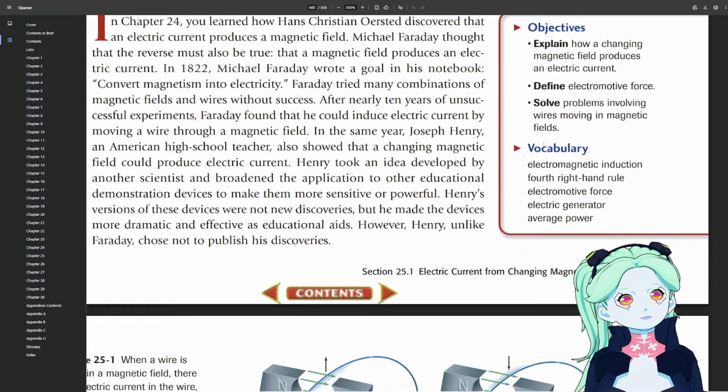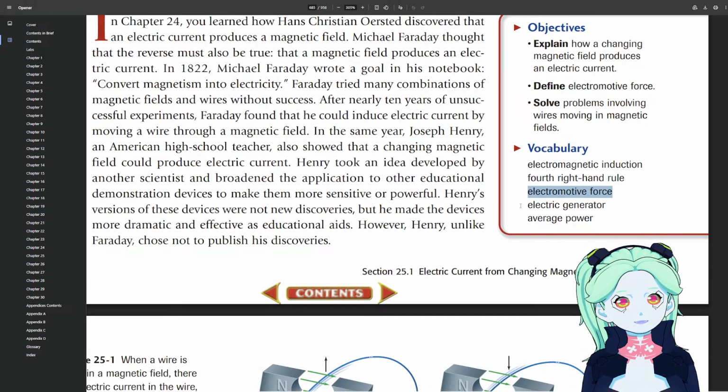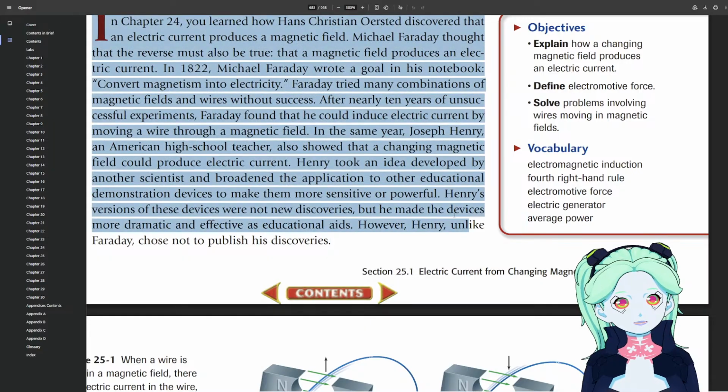Electromagnetic induction. Fourth right-hand rule. Electromotive force. Electric generator, average power.